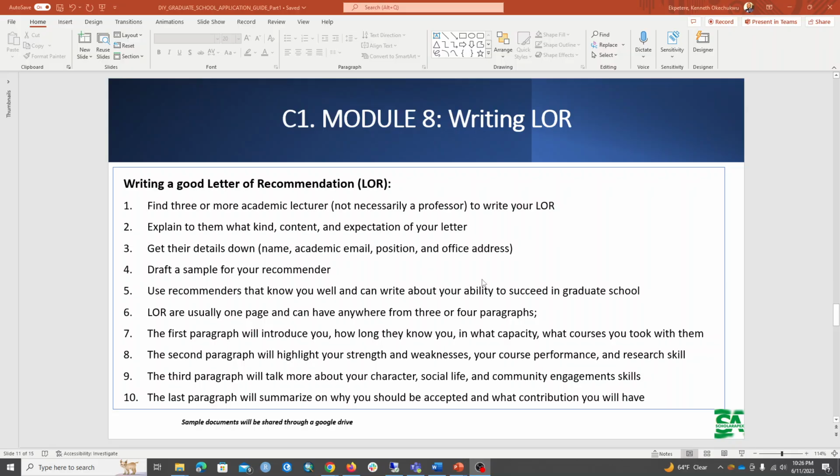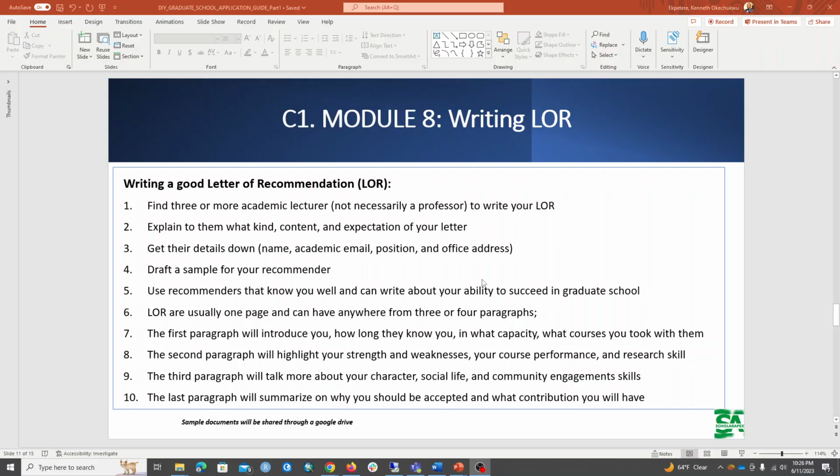There are some considerations or strategies you need to have in mind when writing the letter of recommendation, right? And how do you do this? You have to find three or more academic lecturers. They don't have to be a professor, right? They can be lecturers, junior lecturers, they can be staff in the department. They know you very well, so they can write the letter for you.